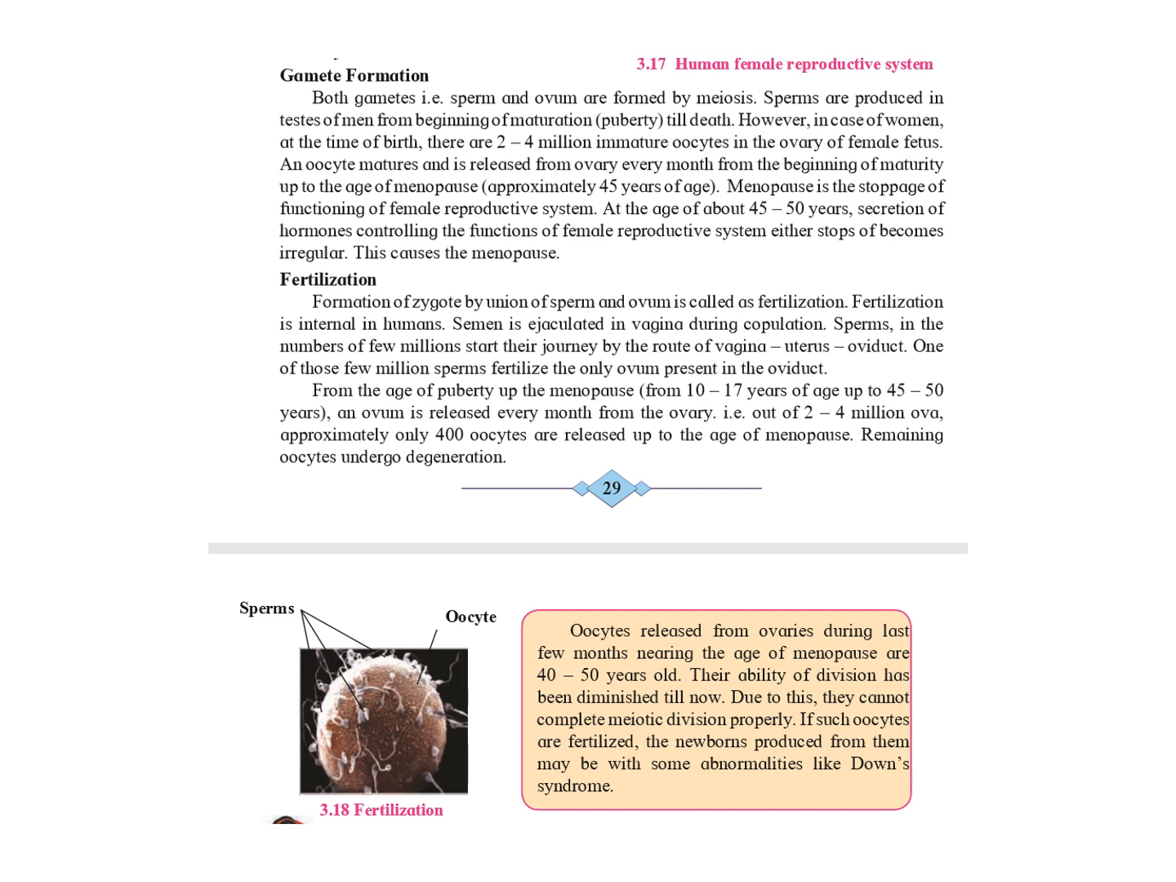Fertilization. Now, fertilization is the process in which a zygote is formed by the union of a male sperm and a female ovum. In case of human beings, fertilization is an internal process. The sperms, that is the male gametes, are nearly millions in number and start their journey through the route of vagina to uterus to oviduct. And only one out of these few millions of sperms fertilizes the ovum present in the oviduct.